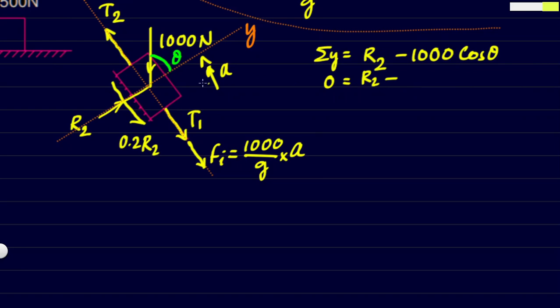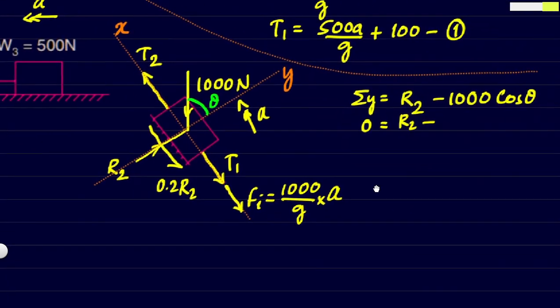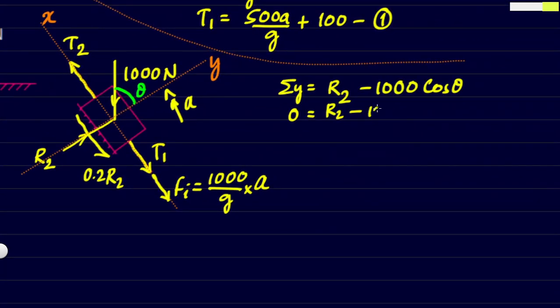The cos theta value we'll have to find using this particular triangle. So this is 4, 3, so the hypotenuse will come out as 5, and cos theta is adjacent by hypotenuse, so that gives us 3 by 5. Let's take that value over here: 1000 times 3 by 5.